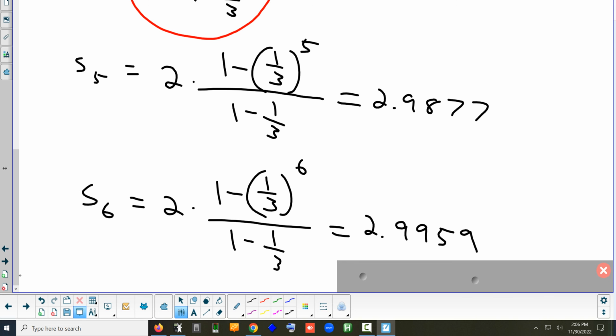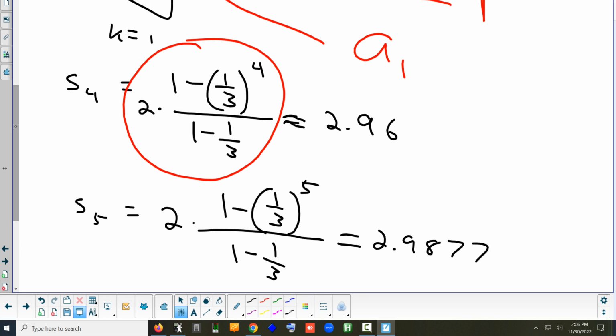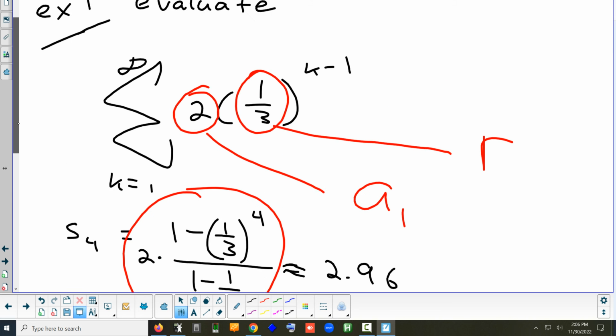What would be our answer that we write down? So I'm going to show you the formula. This is just kind of getting at the idea of if you add up more and more terms, are they getting closer to something in this one? And the answer is yes.